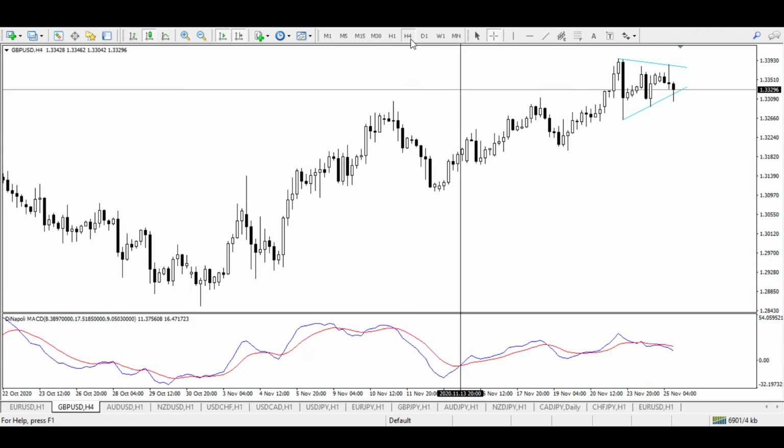At the same time, we have bearish divergence on this 4 hour time frame. The market made a higher high here on the price, but MACD made a lower low, which is a bearish divergence which supports our sell trade. So that's all about the technical factors which I forgot to include in the last video.